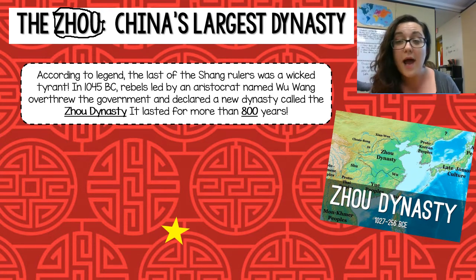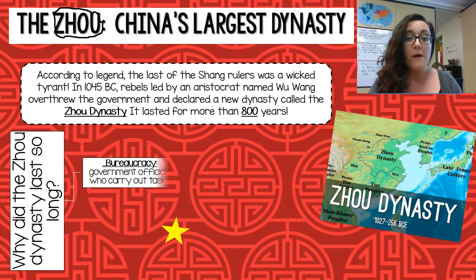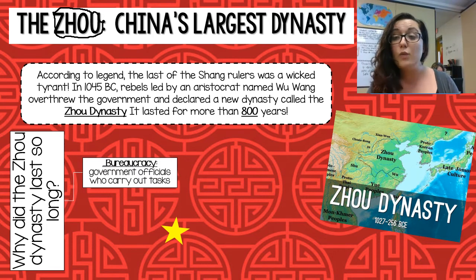This is crazy. Guys, that's more than twice as long as the United States has even been a country, okay? In fact, it's almost 4 times as long as the United States has been a country. So we're talking a crazy long amount of time. So why did this dynasty last so long? First and foremost, it had a really well-organized government.